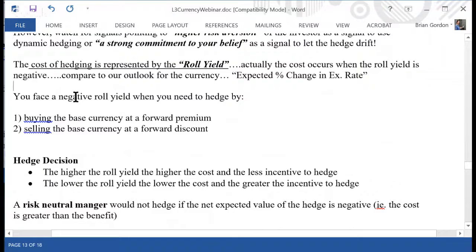I mentioned that we have negative roll yields when you need to hedge by buying the base currency when the currency is trading at a forward premium, that's contango, or when you're selling the base currency at a forward discount. Is that really important? Maybe we'll pick up the signals here, okay? The hedging decision, this is very important. So this is going to link right back to what I just mentioned about our outlook. So the higher the roll yield, the higher the cost and less incentive to hedge. Lower roll yield, probably more incentive to hedge, but we have to compare it to our expectations of the currency.